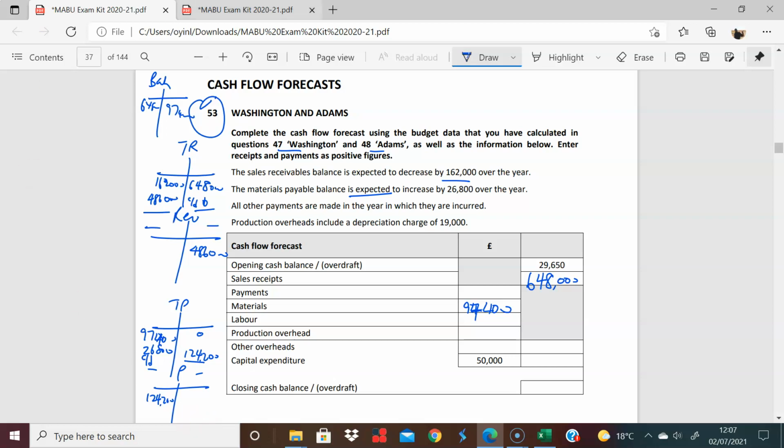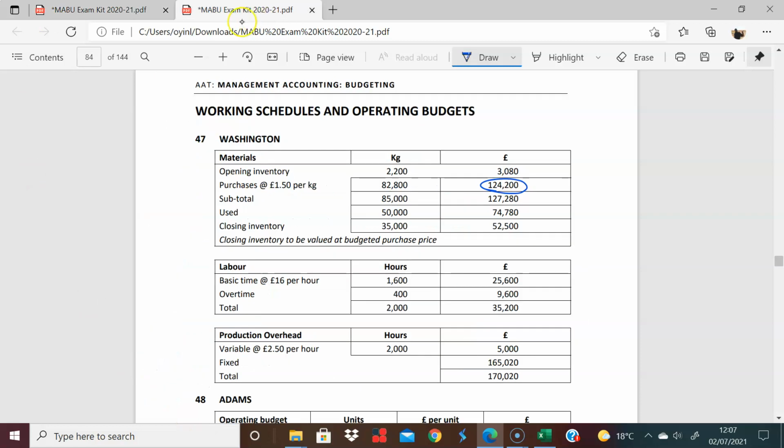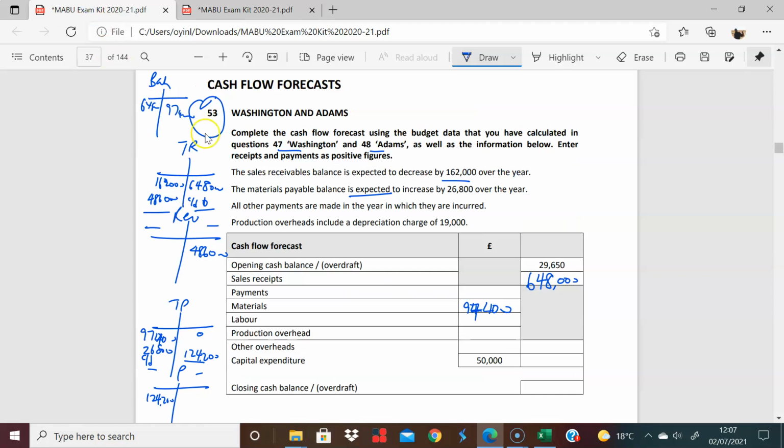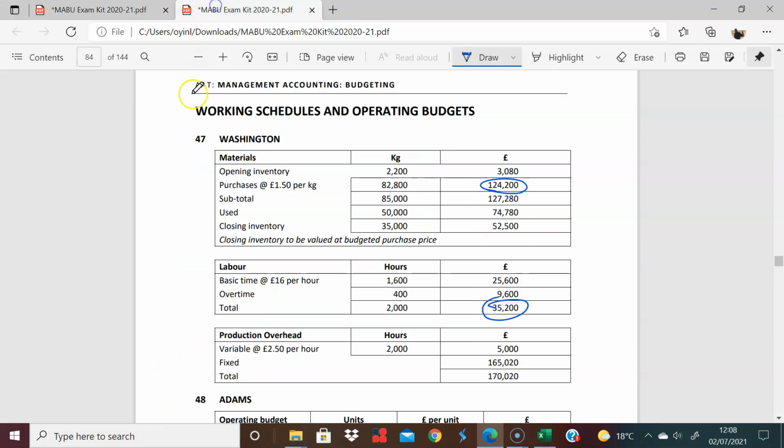And of course, naturally, labor would just be what it is. You cannot store labor. So you paid 35,200. That's what you would pay for your labor. The question does say that production overheads would be similar, but it includes a depreciation charge of 19,000. Let's find out what that is.